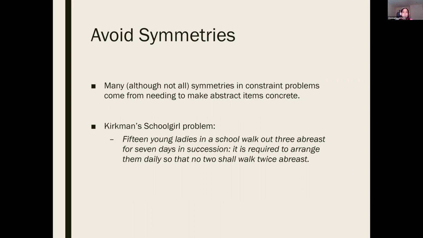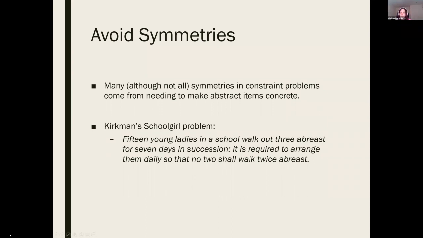So there are 15 young ladies in a school who walk out 3 abreast for 7 days in succession. So each day they're 3 abreast and there are 5 rows. It is required to arrange them so no 2 shall walk abreast twice. So at a high level, this is saying each day we need to organize the girls into 5 groups of 3, and then we need 7 days.